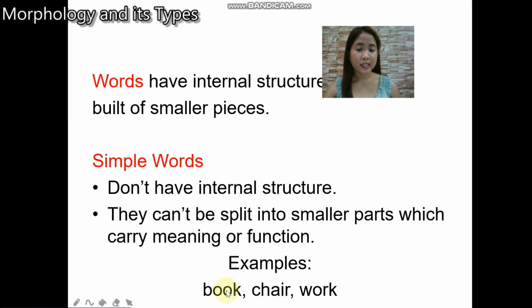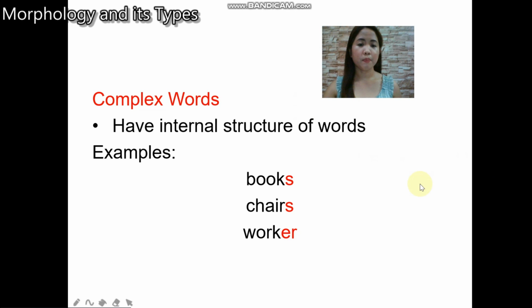Book cannot be split into smaller units of a language because it can already create its own meaning. It can work independently on its own. The same reasons can be applied to the words chair and work. Then we have the complex words. Complex words have internal structure.